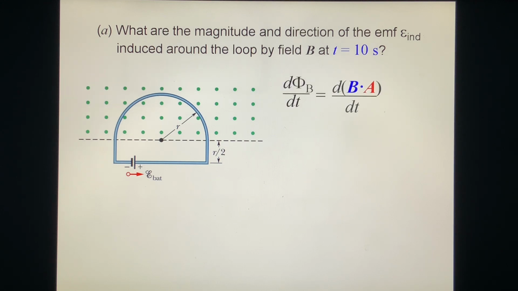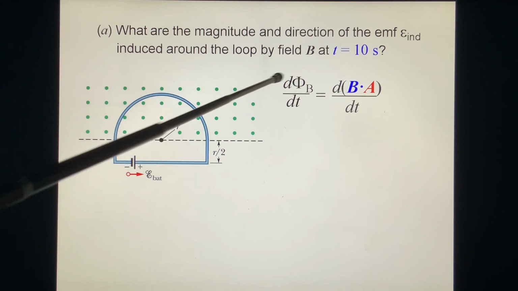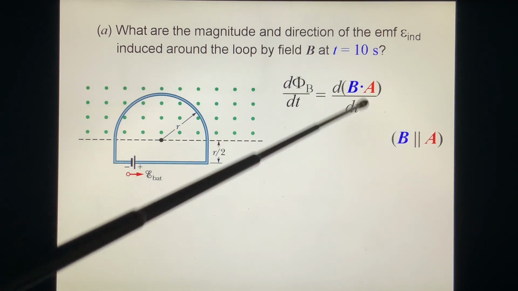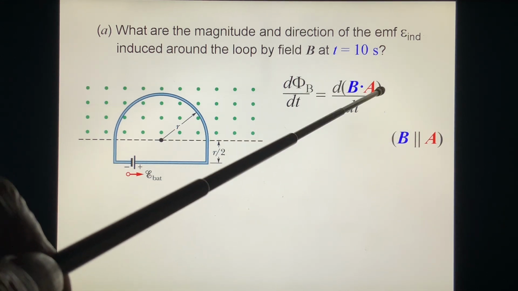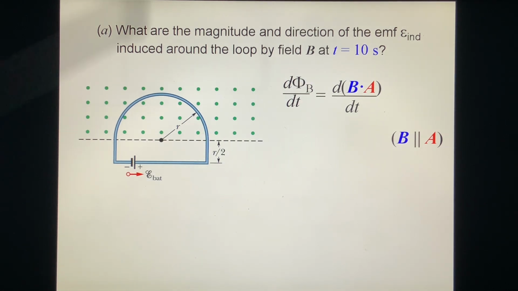By definition, epsilon equals minus d phi B dt. Here, only this part has the magnetic field. So B dot dA. If we choose A, B is parallel to A and in the same direction. B is in this direction, and A is in this direction. We take counterclockwise as positive for A. It is towards you, so B dot dA equals B dA.